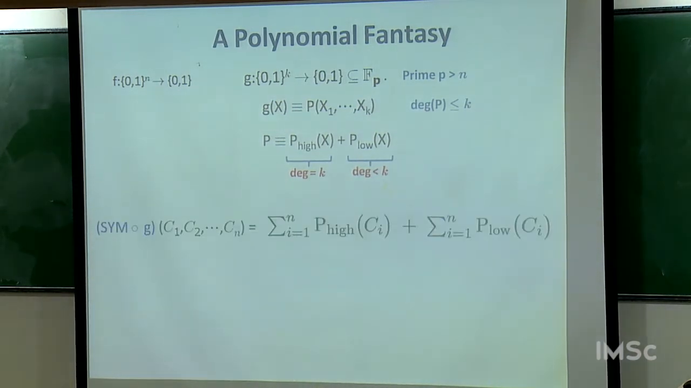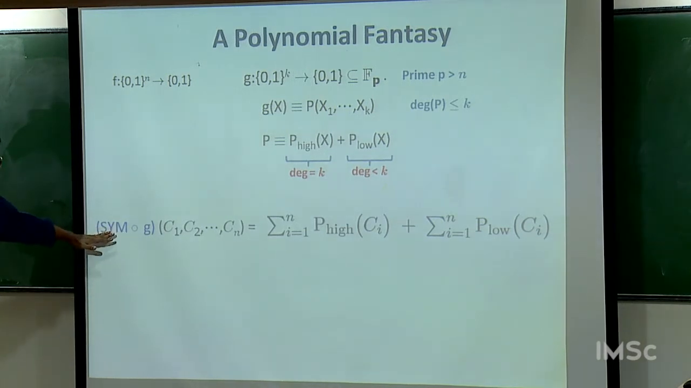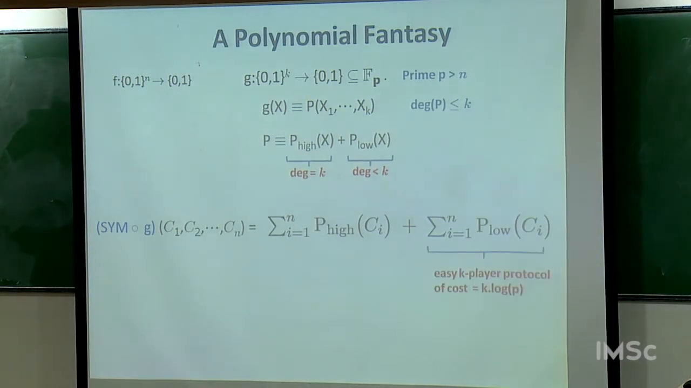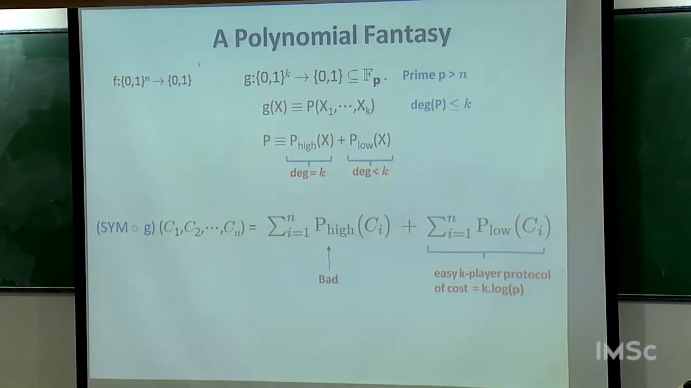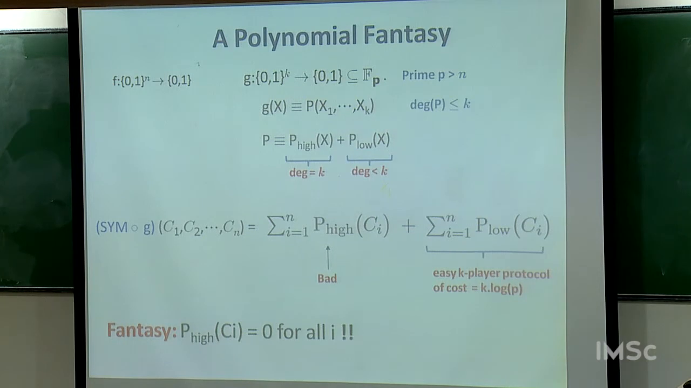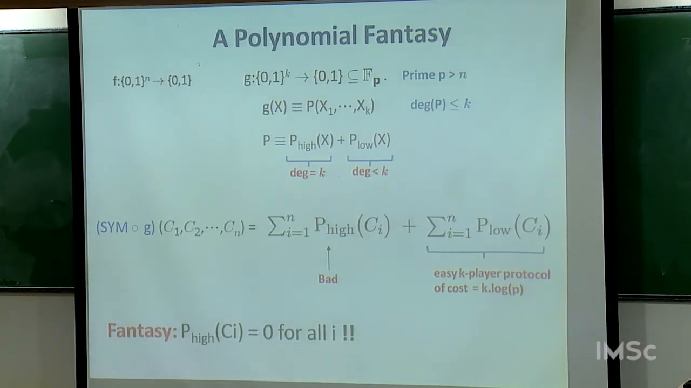So to compute any such symmetric function of g over these n columns, it's enough for me to be able to compute this polynomial. I'm going to have one polynomial for each column, and every such polynomial has two parts, a high degree part and a low degree part. I've just summed it over all the columns. The low degree part, as I said, can be very easily computed.